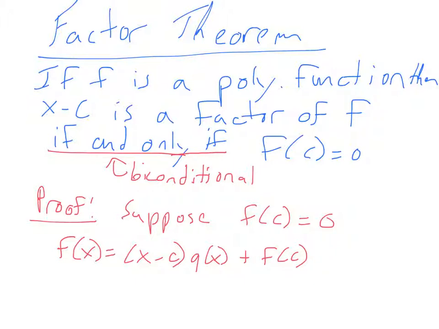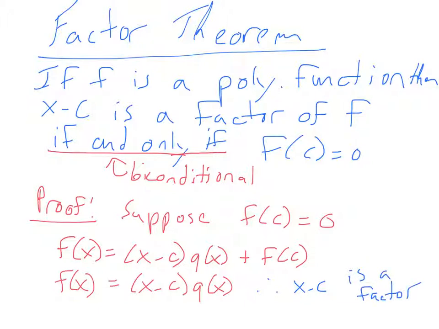That's really important. Now, we said a second ago that f of c is equal to 0. So we end up getting that f of x is just equal to x minus c times q of x. And isn't that the definition of x minus c being a factor of f of x? If f of x is equal to x minus c times some other polynomial, q of x, then x minus c is a factor.